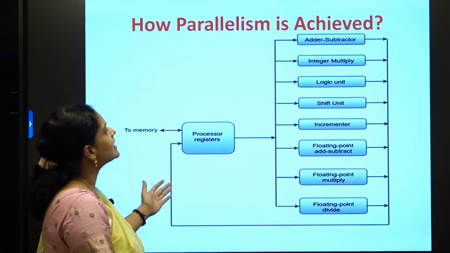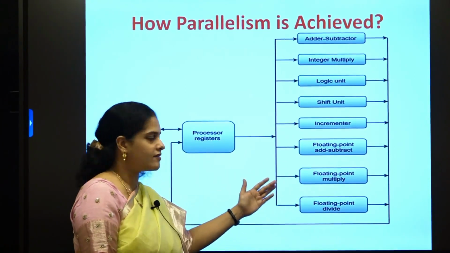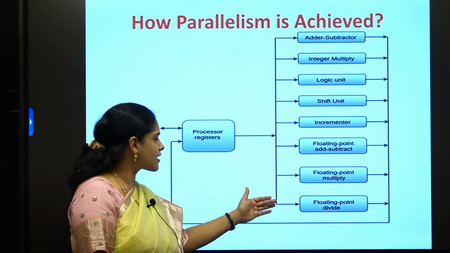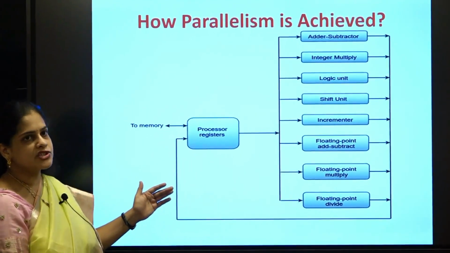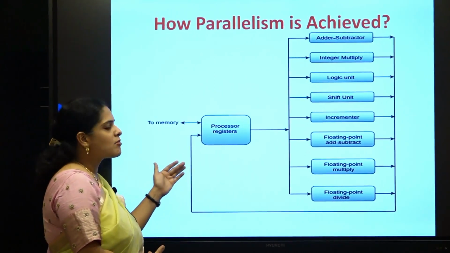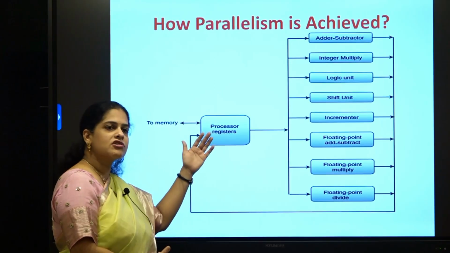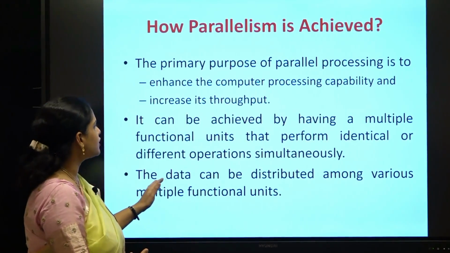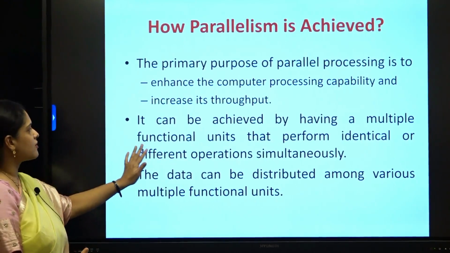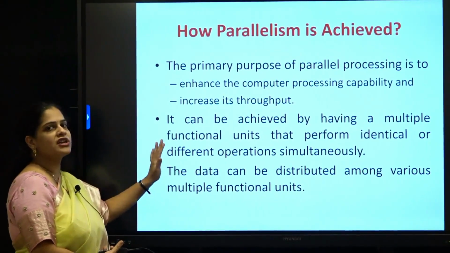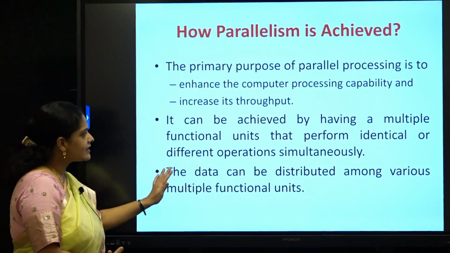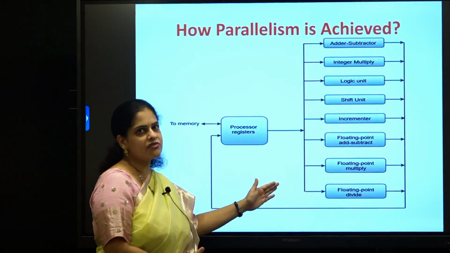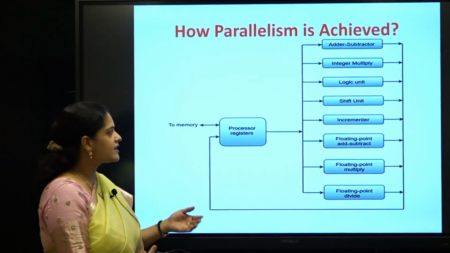So when you provide multiple functional units in your hardware that are capable of executing multiple instructions in your computer, then parallelism can be achieved. Rather than taking more time to execute the program, when you execute multiple instructions in parallel, it takes less time. So for that you need to have multiple functional units, or duplicate your resources, and the data has to be distributed among the multiple functional units. So parallelism can be achieved, and you can get the throughput in less time.